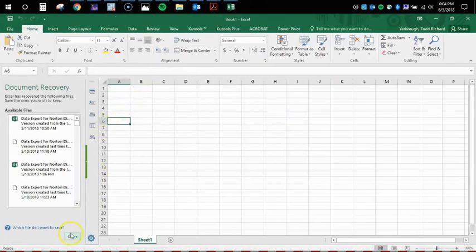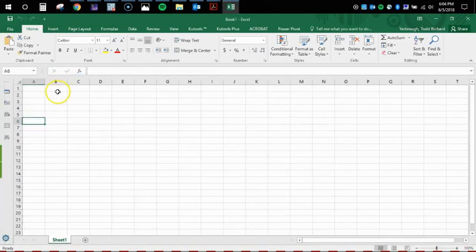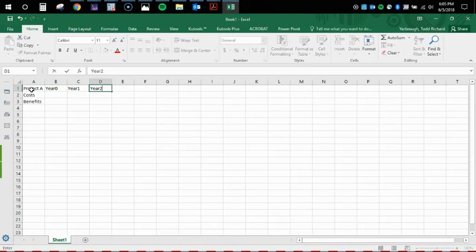All right, so I'm just going to make up some data here. Let's just assume that we have project A, and we'll think about this in the context of project A having costs and benefits. And then we're going to say year 0, so that's the current time period, year 1, year 2, year 3. Let's do 4 years.